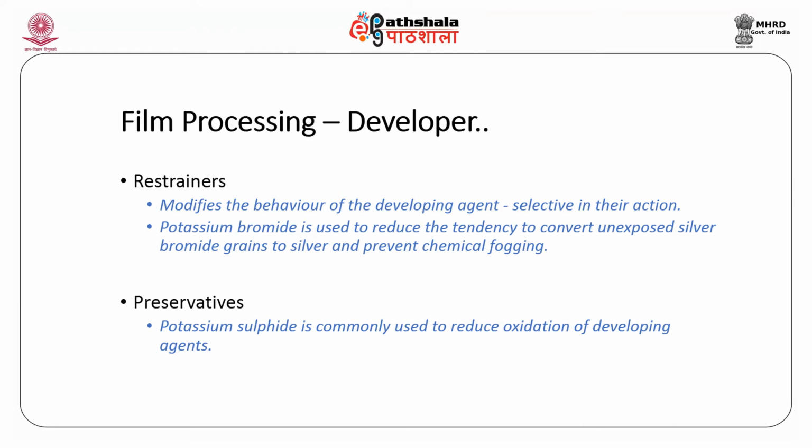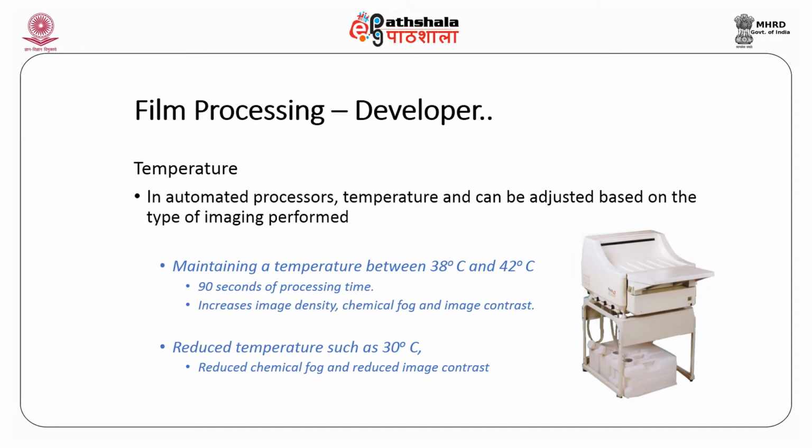Important thing is temperature. In some cold places, we need to warm up this developer solution, and then generally it is between 30 degrees to 35 degrees or even from 25 onwards for good developing. So, in automated machines or automatic processors, temperature can be adjusted based on type of imaging performed. Maintaining a temperature between 38 degrees centigrade and 42 degrees centigrade, it takes about 90 seconds of processing time using an automatic processor. But there it increases the image density, increases chemical fog and image contrast.